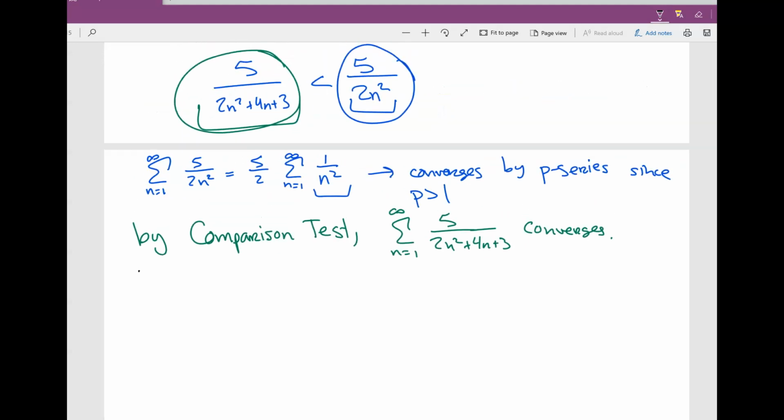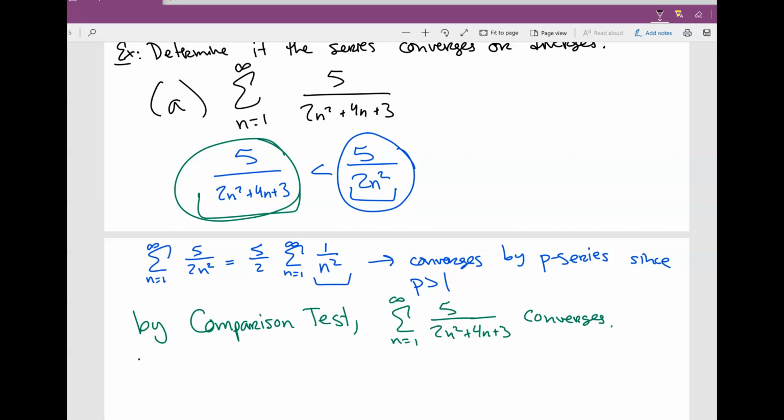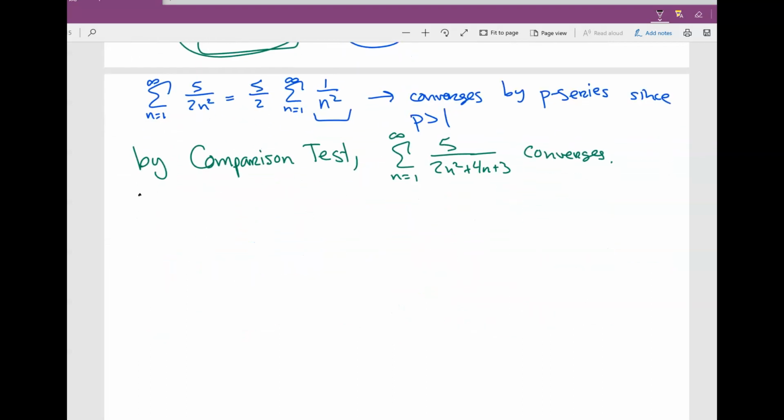Okay, so let's say that was part A. So this is going to be part B. So let's say we have the sum from n goes from 1 to infinity of n over n squared minus cosine squared of n.